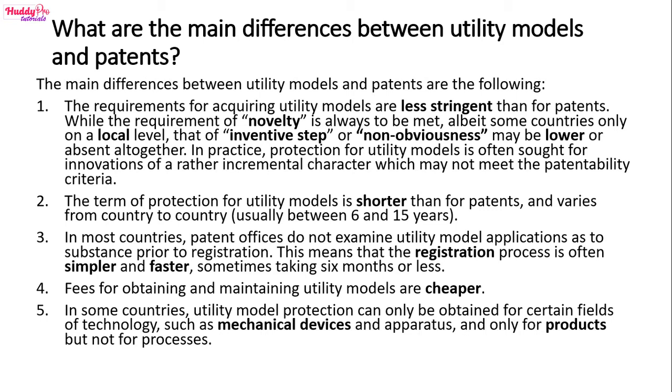That's self-explanatory. And then number 5, in some countries, utility model protection can only be obtained for certain fields of technology, such as mechanical devices and apparatus, and only for products but not for processes. So as we are saying, in some countries there are only a few fields where utility models can apply, and in some fields they do not. And again, in some countries, utility models can apply for only products and not for processes.